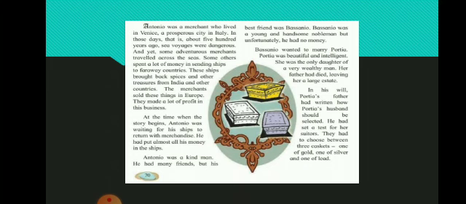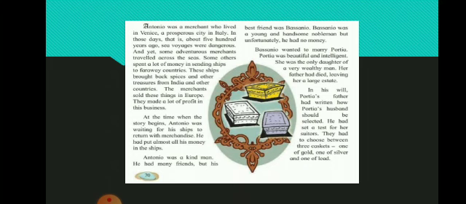Now, children, casket means a little decorative box for jewelry. Okay, that is a casket, a small decorative box we can say. So they had to choose between three caskets, one of gold, one of silver, and one of lead. Okay, one of gold, one of silver, one of lead. Lead is a metal.